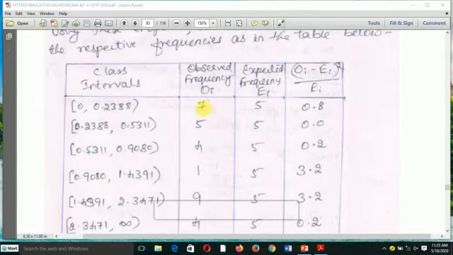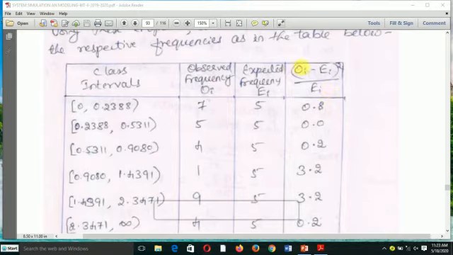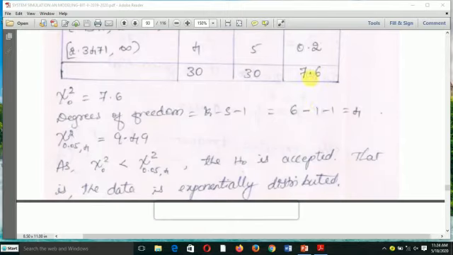So we will do this for all intervals. Expected frequency, we got 5. Then you will take observed frequency minus expected frequency power 2 out of expected frequency. You will get this. The total will be 7.60. So chi-square test is equal to 7.60. Degree of freedom, we are having k minus s minus 1. K we got in the question, it is 60. S we are having only one parameter, it is 1, so it will be 4.